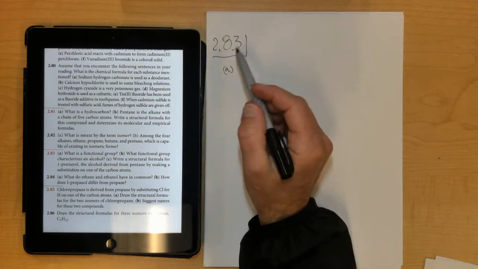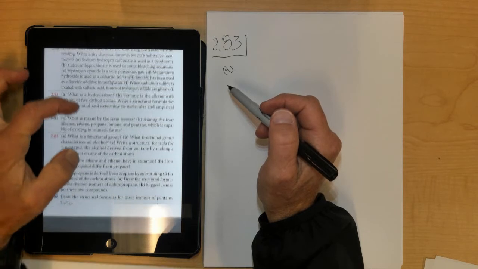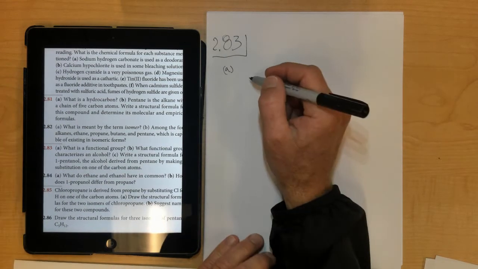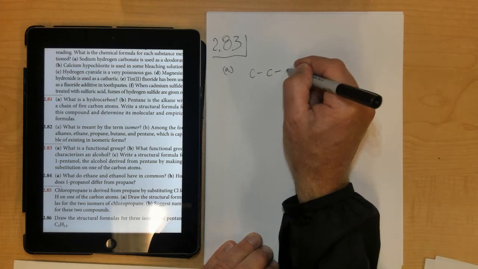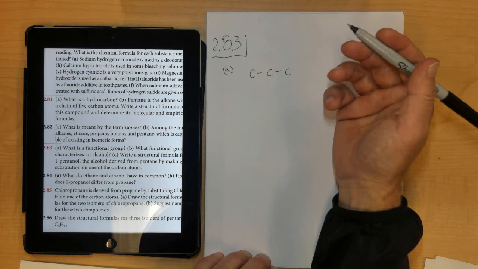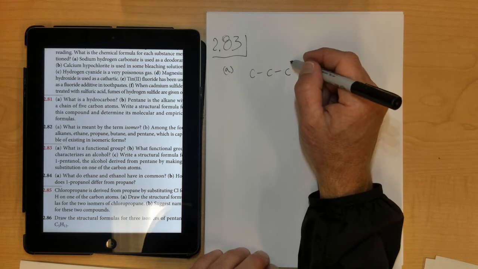Here's number 2.83. So 83 says in letter A, what is a functional group? So a functional group is something that's connected to a chain of carbons that's not carbon and hydrogen. It might contain some hydrogen, but it might not. And it gives a characteristic name to the type of species.